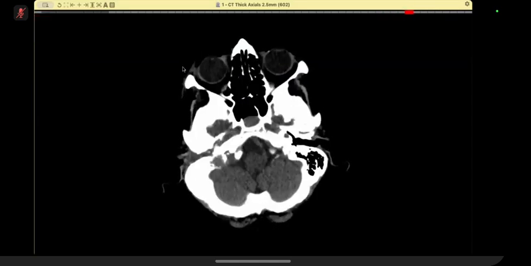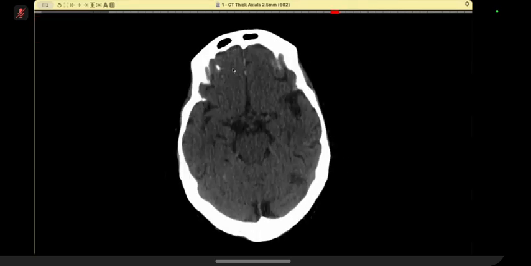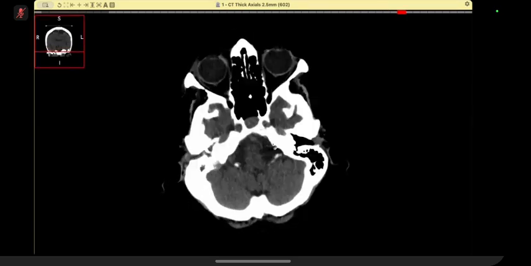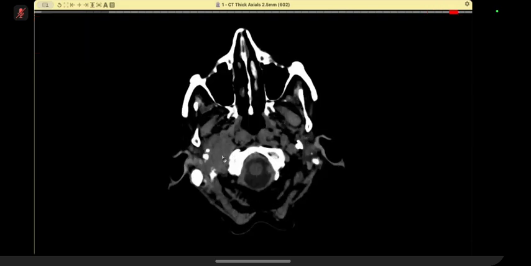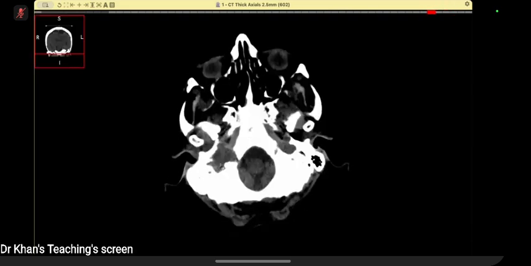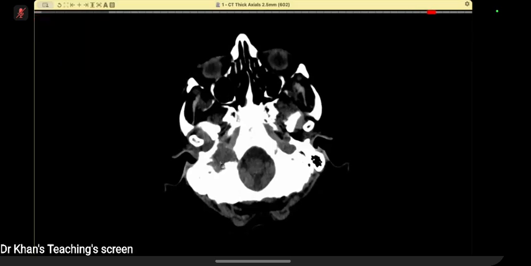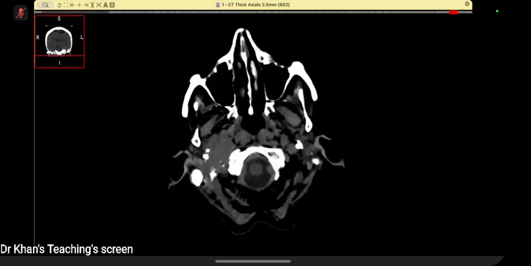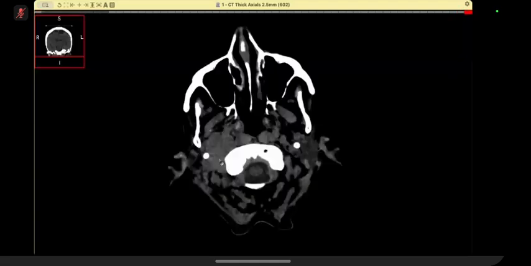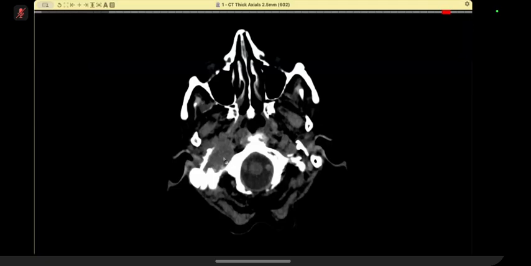Do you see anything else, madam? Yes, I'm presented with CT scan axial sections. Here I can see that there is soft tissue opacification seen. Just go to the base of the skull, temporal bone, and see. There is a soft tissue mass-like opacification seen in the region of the jugular foramen, and also seen extending into the region of the middle ear cavity.